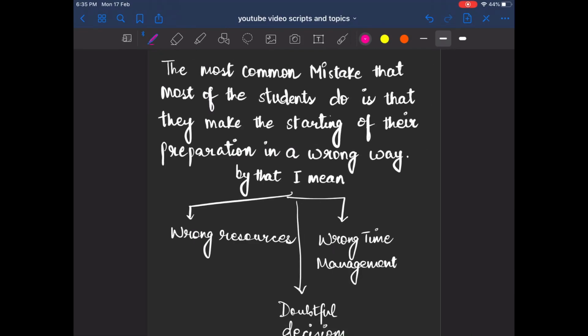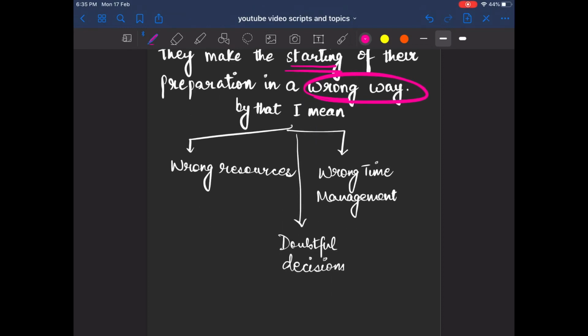The most common mistake that most of the students make is that they start their preparation in a very wrong way. By starting, I mean that they choose the wrong resources, they have the wrong time management, or they have doubtful decision making. For example, some of the students are not even sure if they want to take USMLE or not.